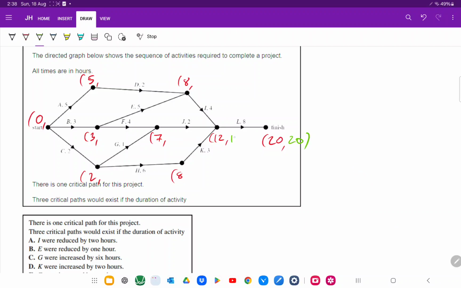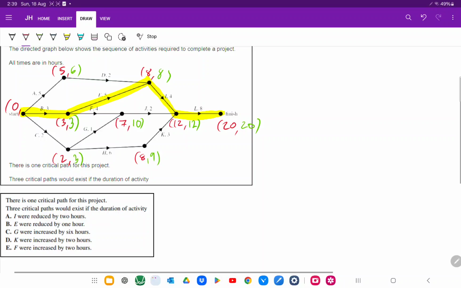So 20 minus 8 is equal to 12, 12 minus 3 is 9. 9 minus 6 is 3, but I'm going to double check. 12 minus 2 is 10. 10 minus 1 is, yep, that's good. So 12 minus 4 in this case is, sorry, 8. 8 minus 2 is 6. And then 8 minus 5 is 3. And now a critical path now becomes this, this, this, this, and this.